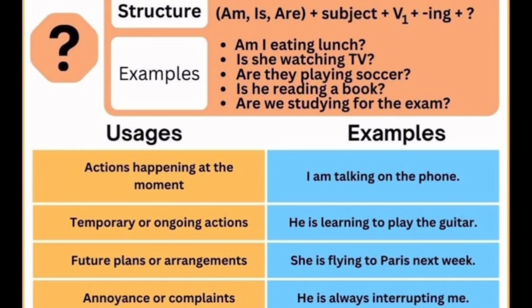For future plans or arrangements as well, we use the ing form. She is flying to Paris next week, especially if it's already arranged. For annoyance or complaints, we also use present continuous tense. He is always interrupting me. I hope you understand this.